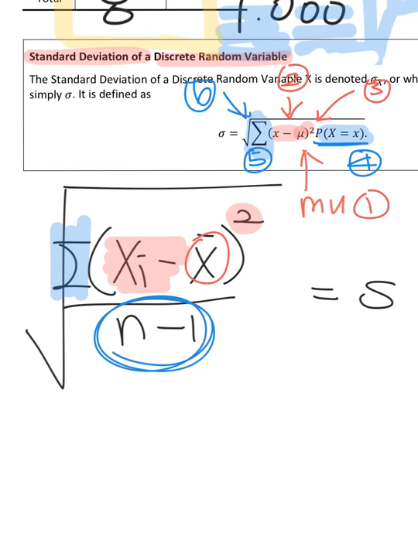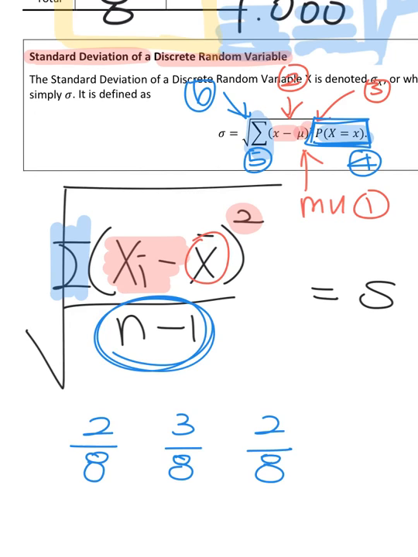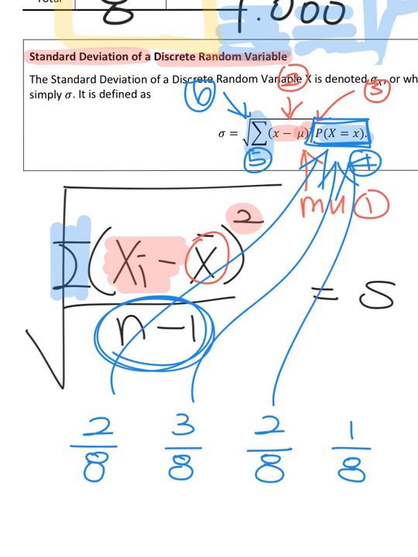Before, we divided by n minus 1. But we don't have to do n minus 1. Do you know why? Please look at the probability. The probability was 2 out of 8 for 19, 3 out of 8 for 20, 2 out of 8 for 21, and 1 out of 8 for 27. We are going to multiply for each to get the mean or even to get the standard deviation.